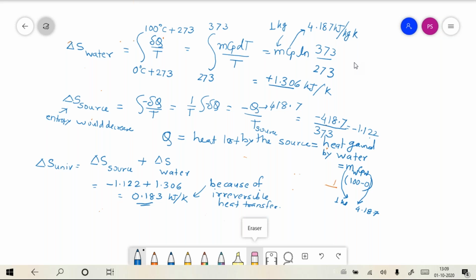Our aim is the same. What is our aim? Our aim is to heat the water from 0 degree centigrade to 100 degree centigrade, right?